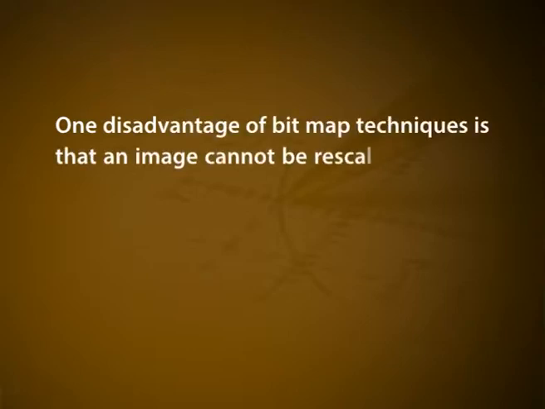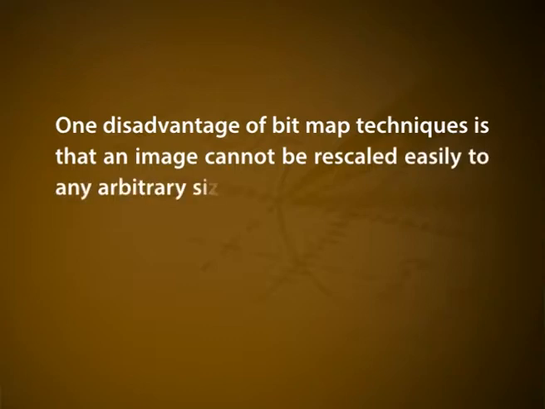A popular alternative to simple RGB encoding is to use a brightness component and 2 color components. In this case, the brightness component, which is called the pixel's luminance, is essentially the sum of the red, green and blue components. Together, these 3 components contain the information required to produce the pixel. One disadvantage of bitmap techniques is that an image cannot be rescaled easily to any arbitrary size.